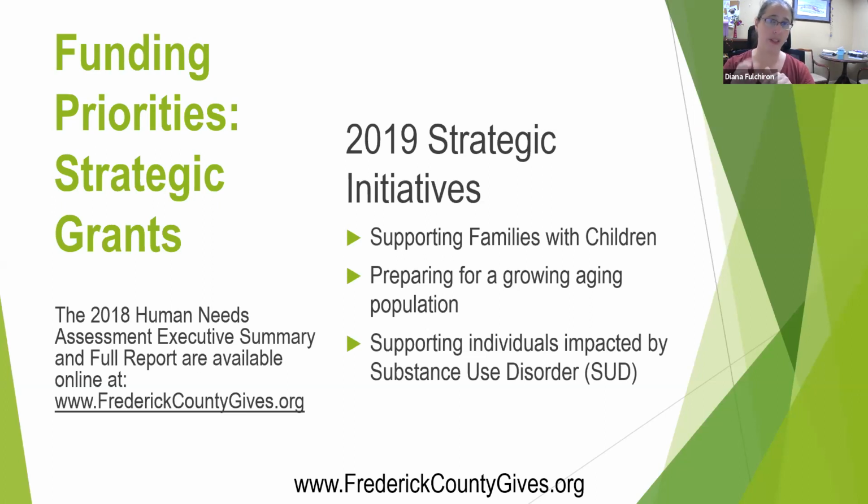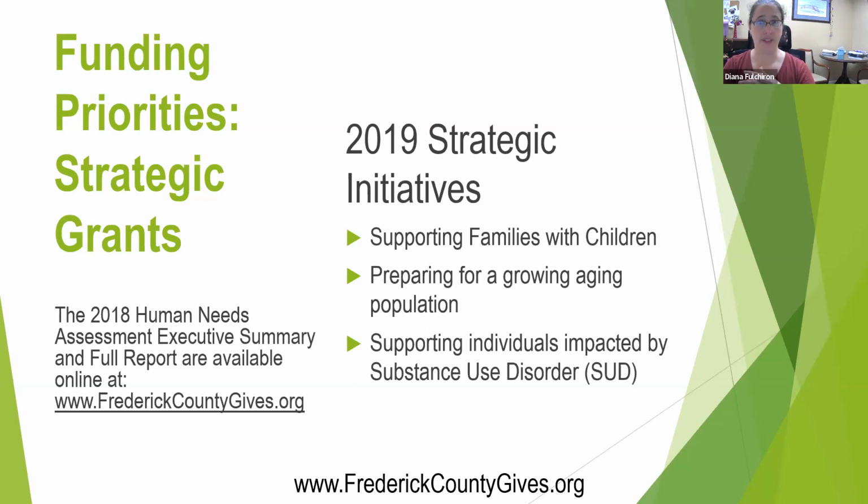And you can see from that human needs assessment, the strategic initiatives were created. There's a whole big report, and our board of directors looked at that report and said, of those issues that had bubbled to the top, we want our focuses to be supporting families with children, preparing for a growing aging population, and supporting individuals impacted by substance use disorder. So in order to be qualified for a strategic grant, you have to have a program that fits in one of these 3 buckets as a strategic initiative.